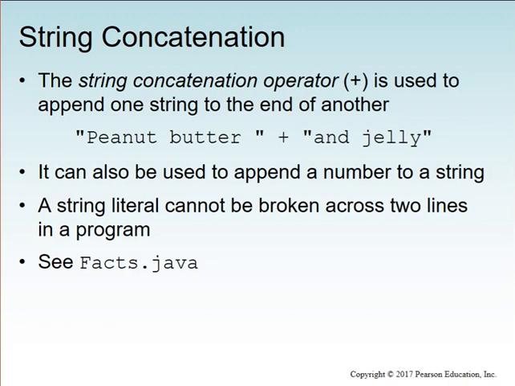Having said that, we can also append a number to a string, and it will act in exactly the same way as if we concatenated two strings together. We can't break these literals across lines. If we need to print two lines, we need to use two System.out.print or println commands to get it across the two lines. Facts.java has instances of both of these and shows you different ways to break strings or print two strings across a couple of different lines.